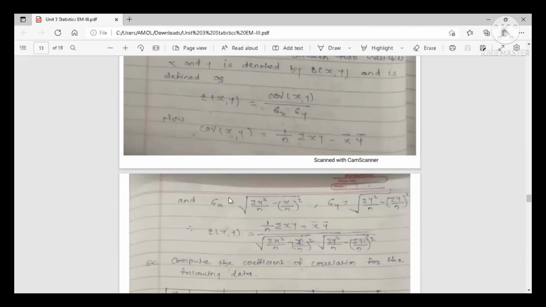So after putting the values of covariance, standard deviation of x, standard deviation of y, we have this formula, r, the coefficient of correlation. Means here in this formula, r is equal to covariance of xy upon sigma x, sigma y. Here you put all the values, means covariance of xy, sigma x, sigma y, and then you will get this formula.